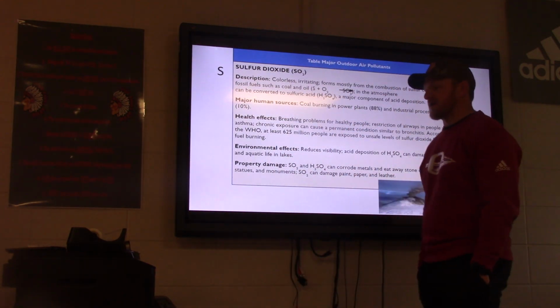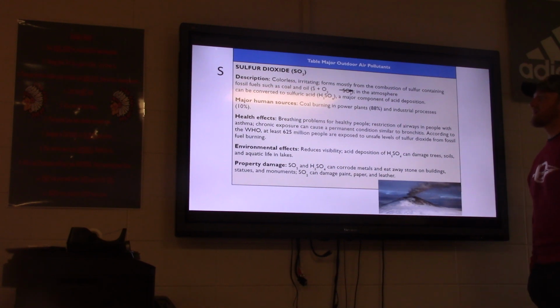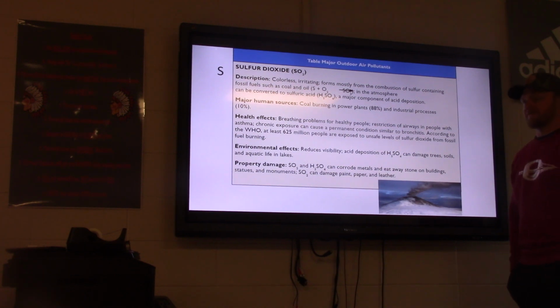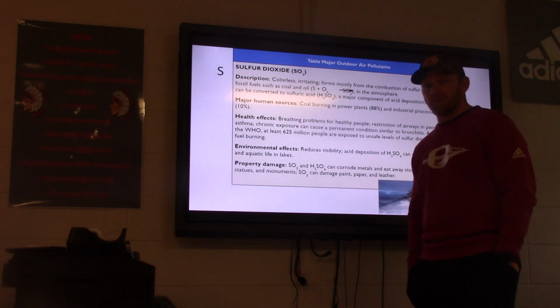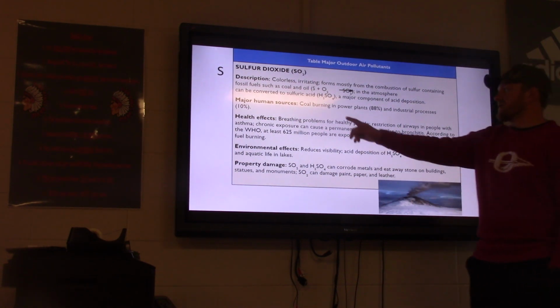Next thing is sulfur dioxide. Sulfur dioxide happens a lot with our industries. It's colorless, irritating, and it forms mostly from the combustion of sulfur-containing fossil fuels such as coal and oil. In the atmosphere, it converts into sulfuric acid. Again, if it converts into an acid, we know those deposits of the acid are not going to be good for us. Our major burning source is coal.